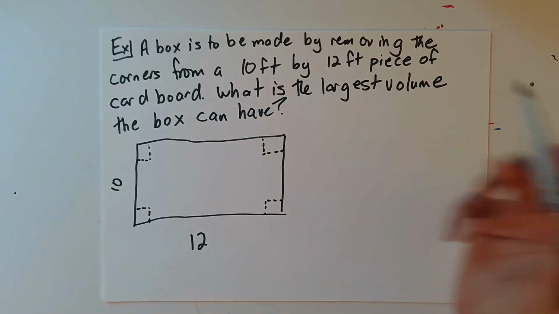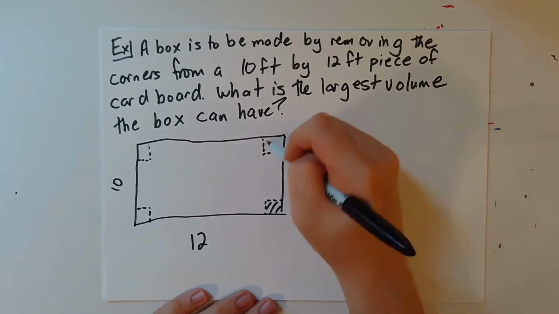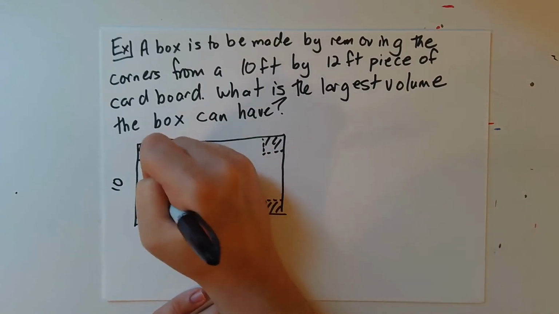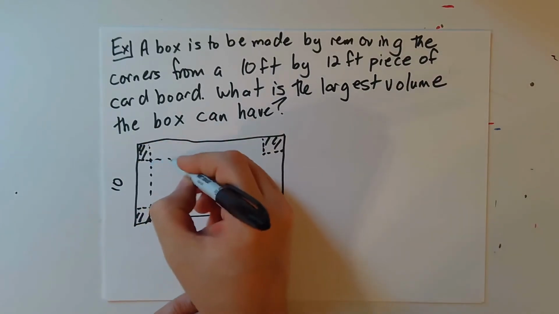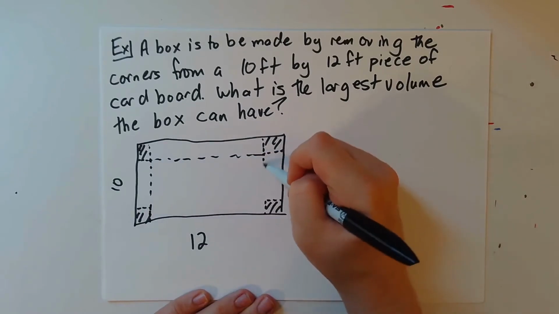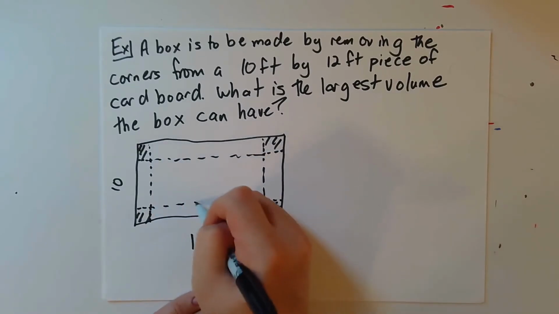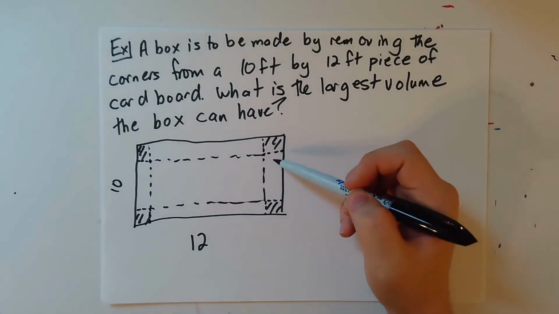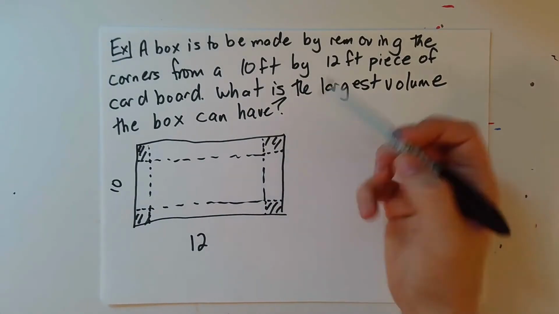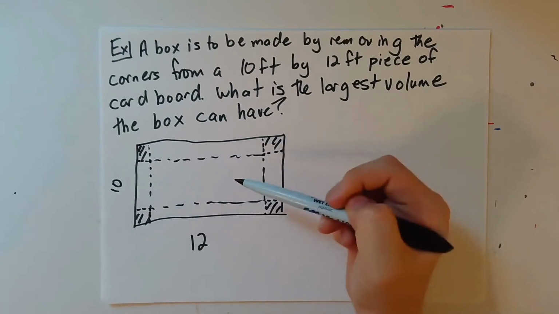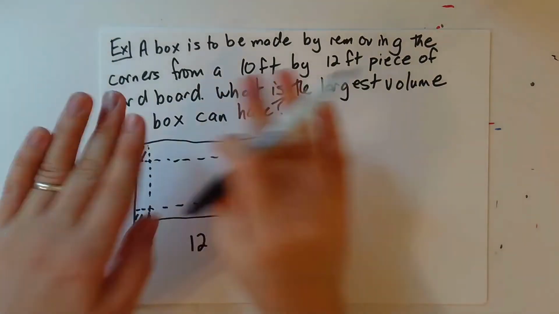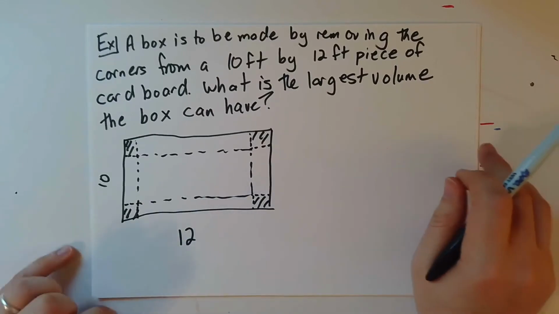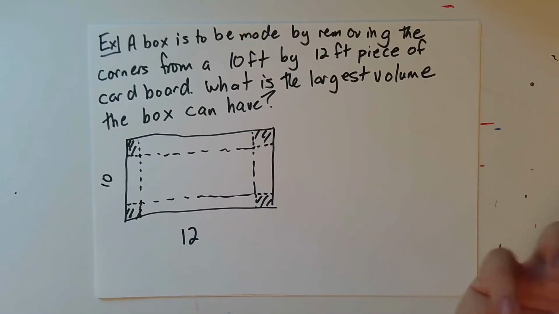And then, after we throw away these pieces, we're going to fold them along these lines. And so then we'll fold this up, and this side will come up, this side will come up, and so on. And so then I'll end up with an open top box again. And so the question is, again, what's the largest volume this box can have?